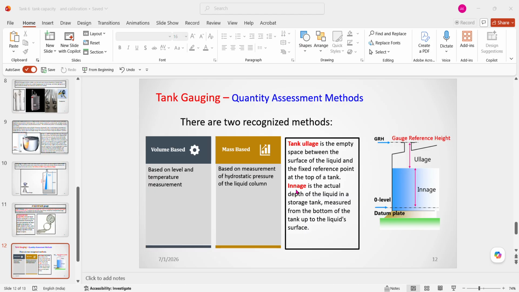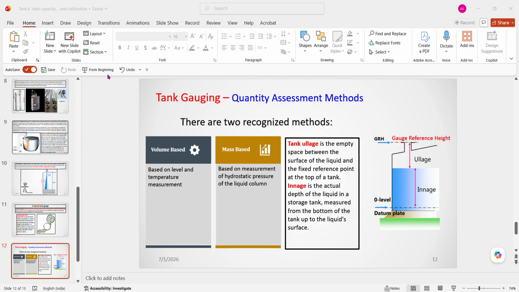And the fixed reference point is the GRH, at the top of the tank. And innage is the actual depth of the liquid in a storage tank, measured from the bottom of the tank to the liquid surface. This is called innage, this is called ullage. These are the two important scientific definitions, terms we are using for tank gauging to measure the vapor level as well as the liquid level.